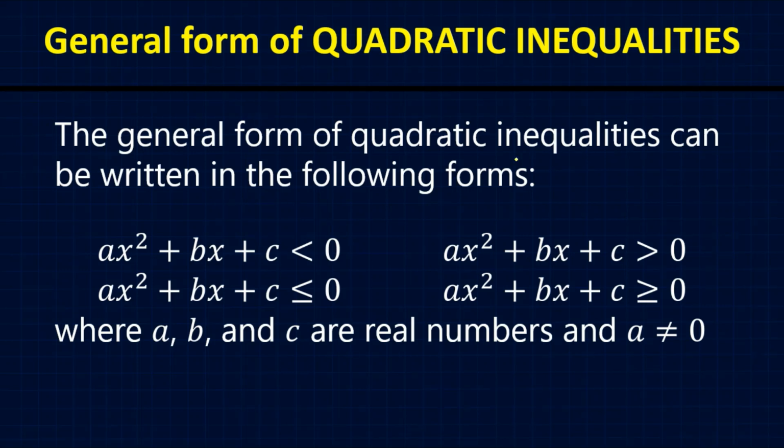In the general form of quadratic inequalities, just like in a quadratic equation, we have the form ax squared plus bx plus c. And instead of equals as in a quadratic equation, in quadratic inequalities, of course, we have inequality symbols, where a, b, and c are real numbers and a should not be equal to 0. So here are the inequality symbols.